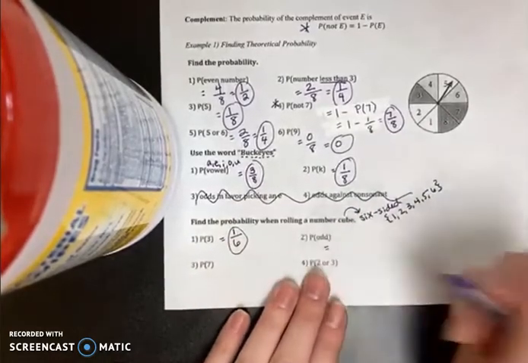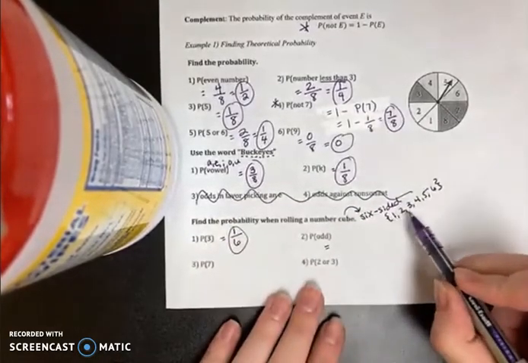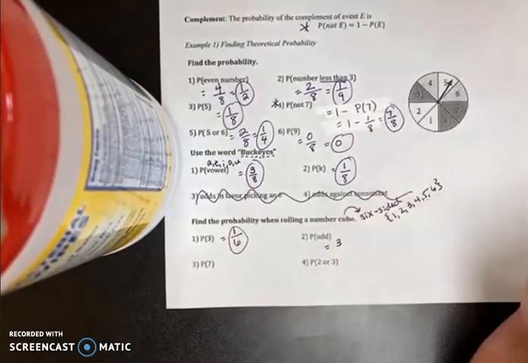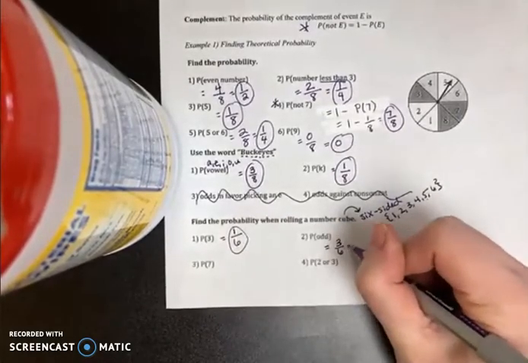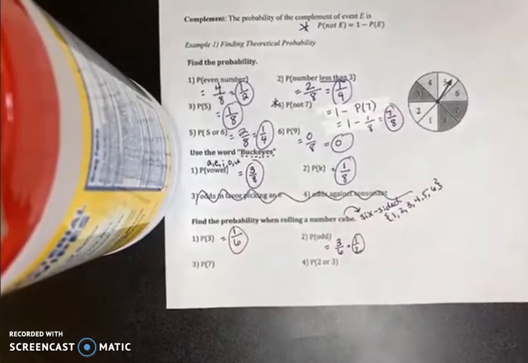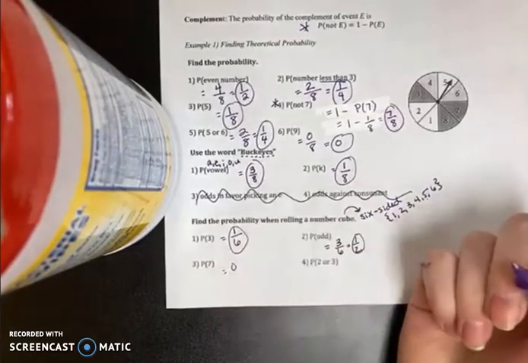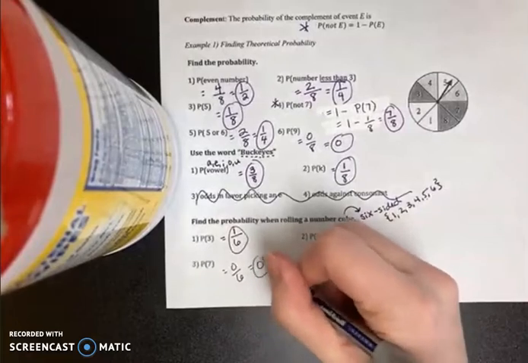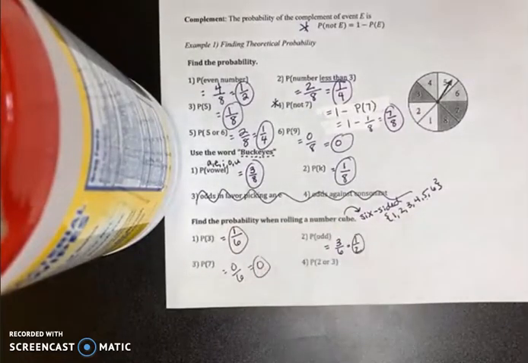What's the probability of landing on an odd? 1, 2, 3 of the numbers are odd. Out of 6, that simplifies to a 1-to-2 ratio. Number 3, what's the probability of landing on a 7? Well, there's none. You could either write 0 over 6, which simplifies to 0, or you could just put 0.